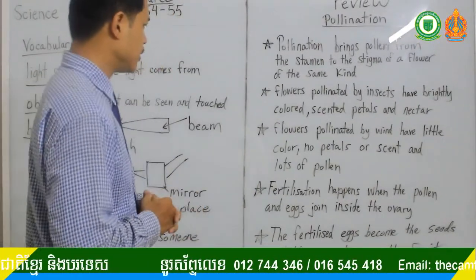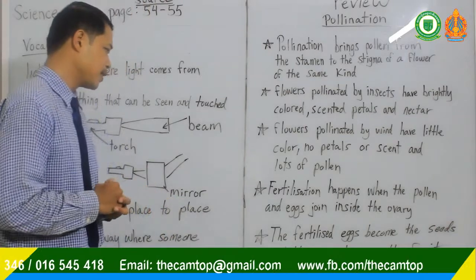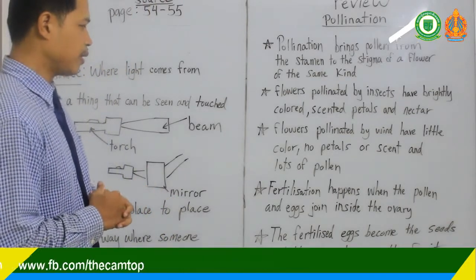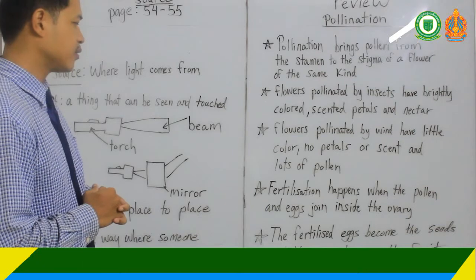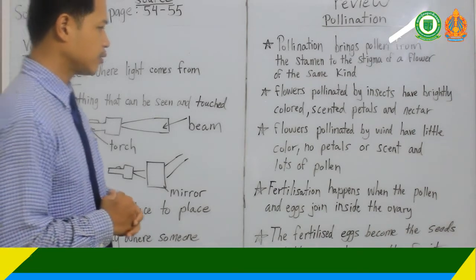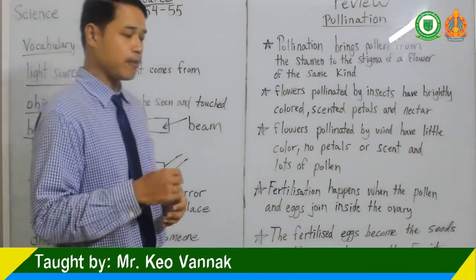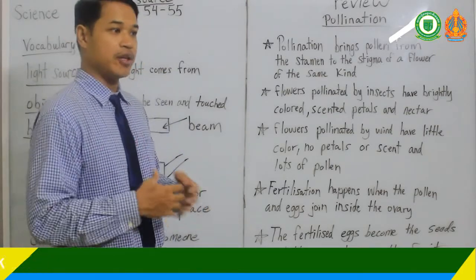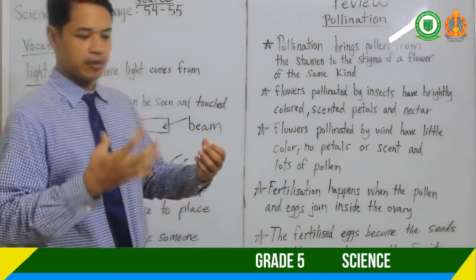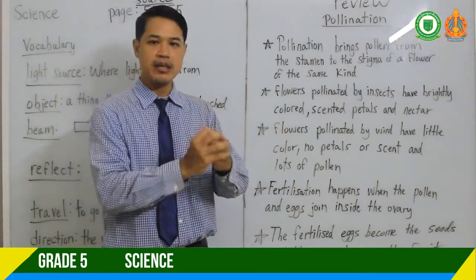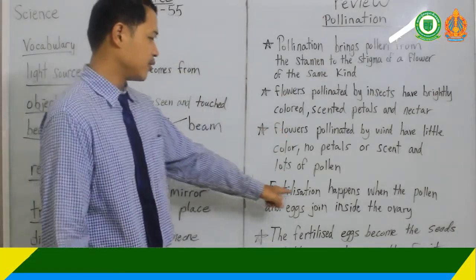Okay, so next key point. Fertilization happens when the pollen and eggs join inside the ovary. Okay, so when the pollen makes its way down to the ovary and meets the egg, so the pollen and the egg meet, we call that fertilization.